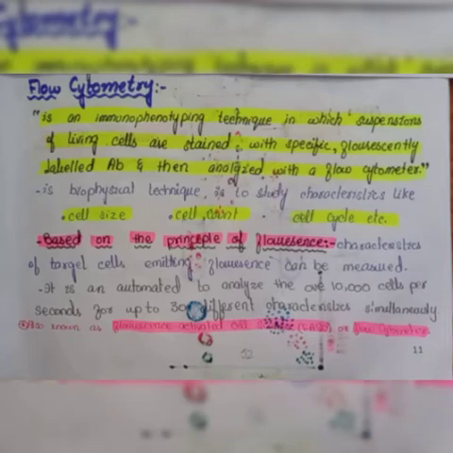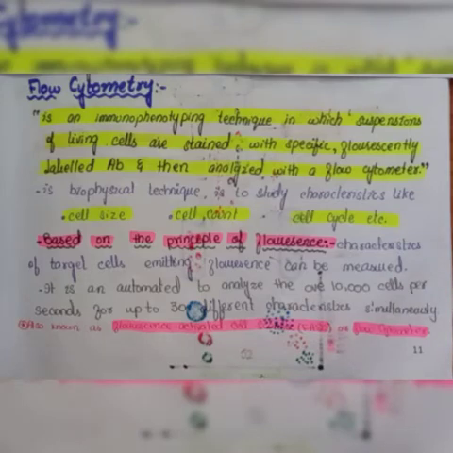And in this technique, we can study multiple protein expressions by mixing multiple antibodies into the sample. So this is basically an immunophenotyping technique in which suspensions of living cells are stained with specific fluorescent labeled antibodies and then analyzed with the flow cytometer. We can also say that this is a biophysical technique that is used to study characteristics like cell size, cell count, or cell cycle.